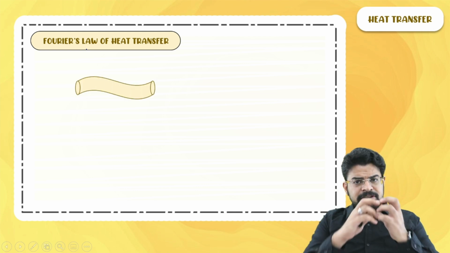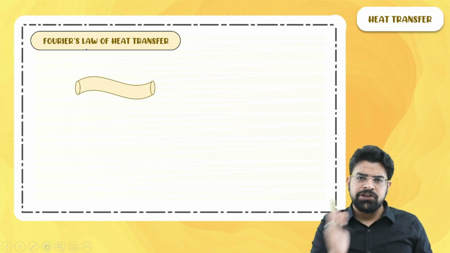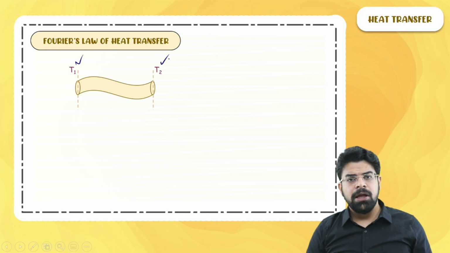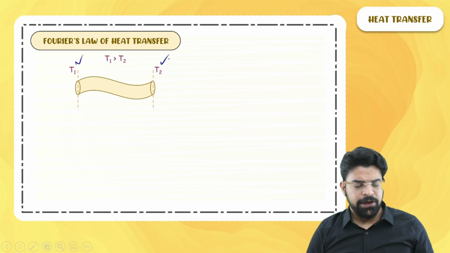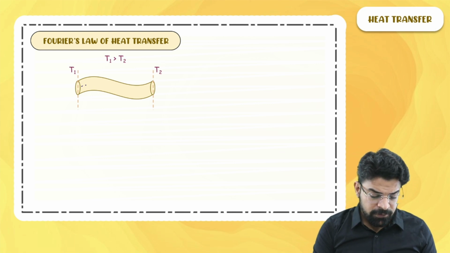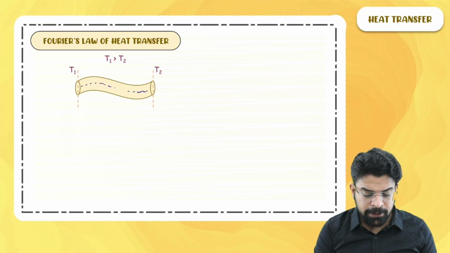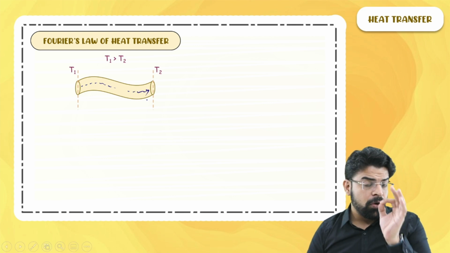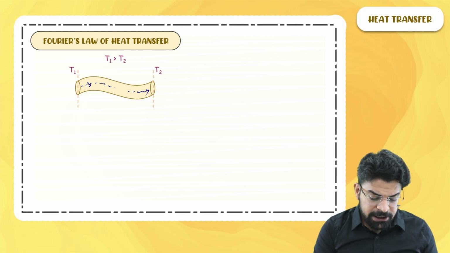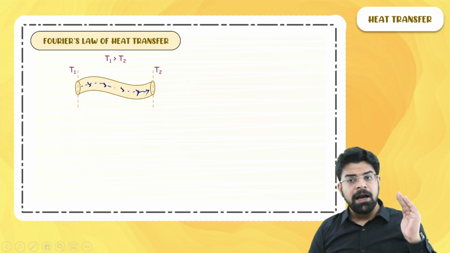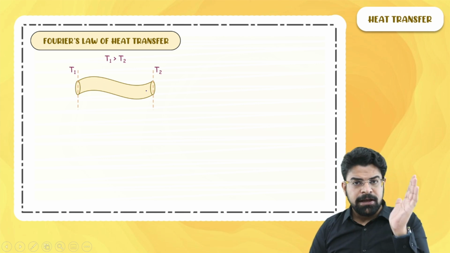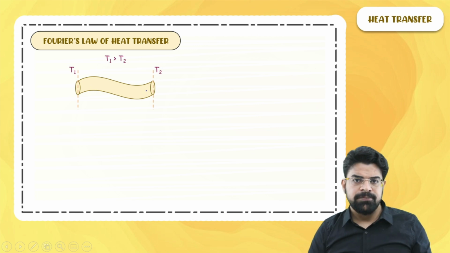Let's say we have this random shaped object. The two extremes of this random shaped object are maintained at temperature T1 and T2, and T1 is greater than T2. Then the heat will flow from higher temperature to the lower temperature. We are talking about only the conduction mode of heat transfer. As in each and every part the heat flows from higher temperature to lower temperature, I can say moving from left to right, the temperature of this body will decrease.